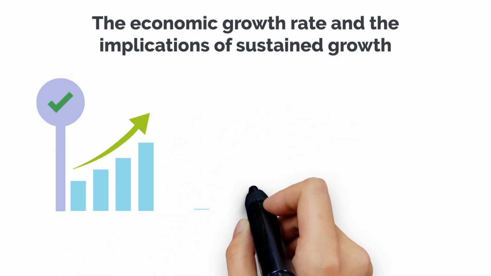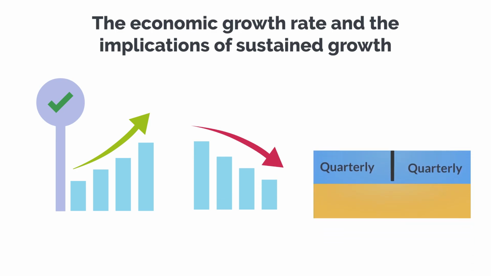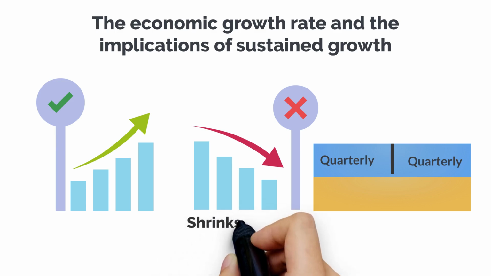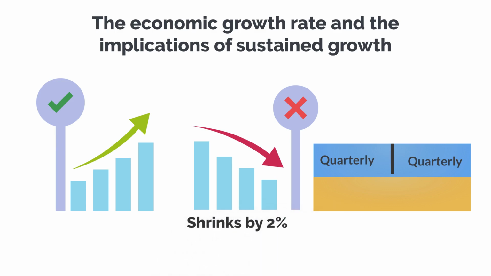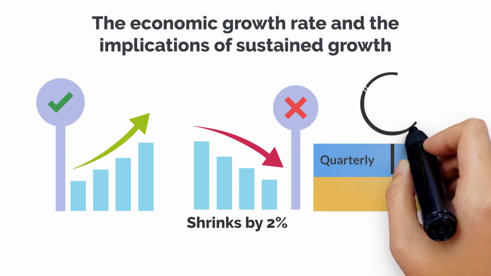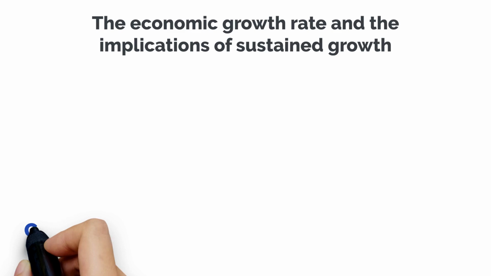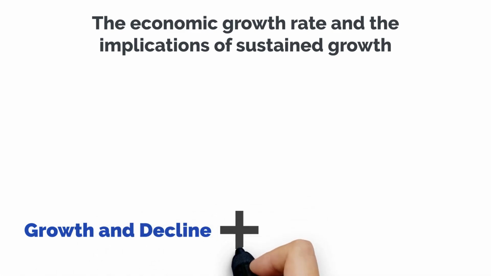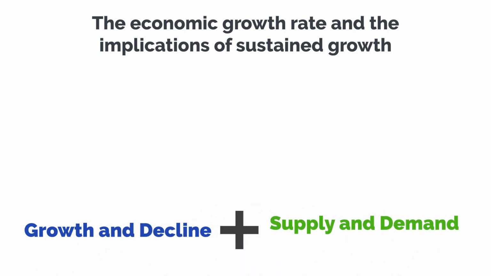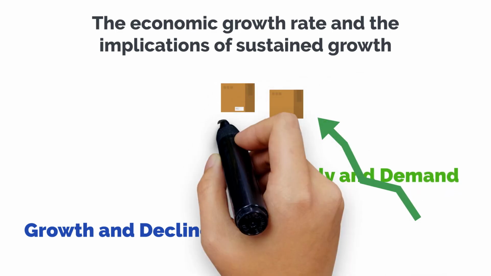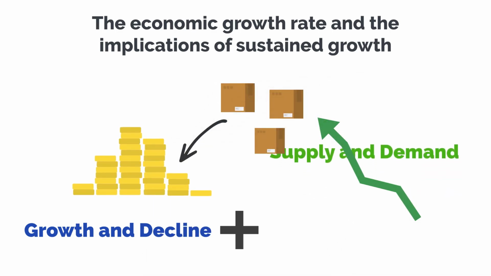If an economy shows 2 consecutive quarters of negative growth rates, the nation is officially in a recession. To put it baldly, if an economy shrinks by 2% from the previous year, its overall population has experienced a reduction in income of 2% in that year. Growth and decline are closely tied to the standard supply and demand models. If demand increases, so will production. Increased production means a growth in GDP.